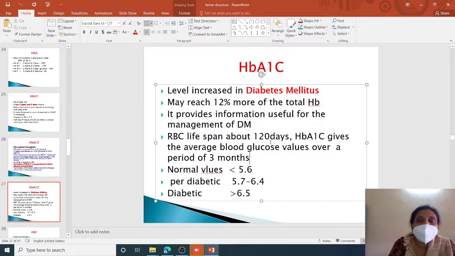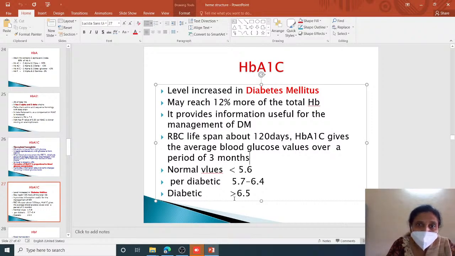Normal values of HbA1c in normal healthy persons should be between 4 to 5.6. If the value is between 5.7 to 6.4%, they are pre-diabetic, prone for diabetes. And if the HbA1c concentration is more than 6.5%, that indicates diabetes. Okay, that is the clinical significance of this HbA1c.